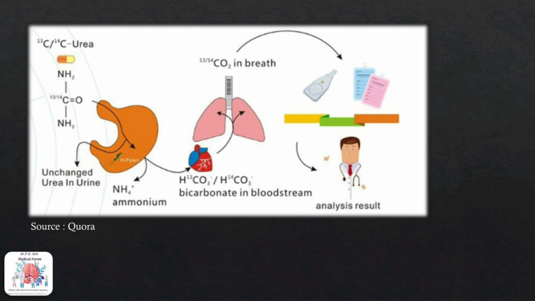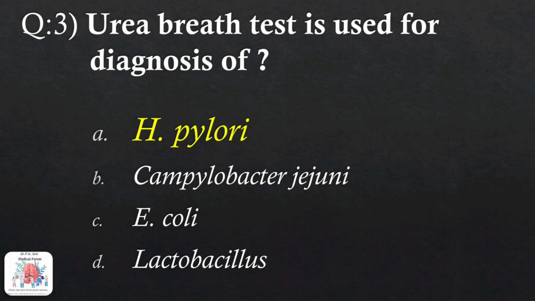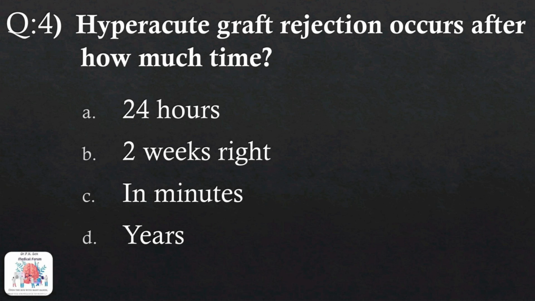In urea breath test, the patient drinks a solution of urea labeled with non-radioactive C13 isotope and then blows into a tube. If H. pylori urease is present, the urea is hydrolyzed and labeled CO2 is detected in breath samples by mass spectroscopy. So, urea breath test is very popular these days for the diagnosis of H. pylori. Moving on to question number 4.